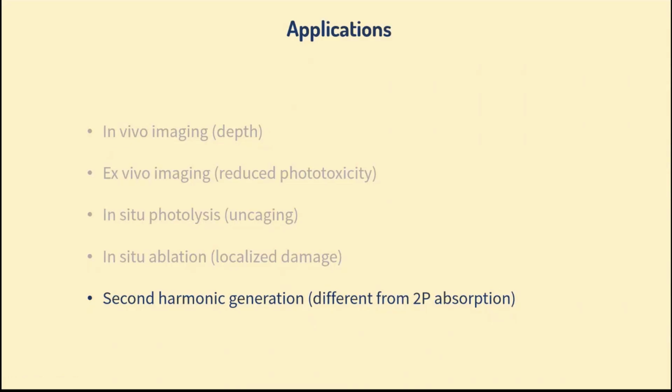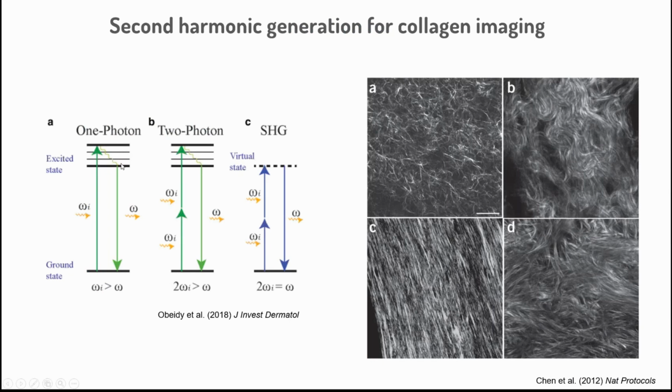Another application that I didn't use to cover, but I included here because it's interesting for the people that work in the matrix like me, is that with 2-photon and not with confocal, you can use a strange phenomenon, strange for me because I don't completely understand it, called second harmonic generation, which is different from 2-photon absorption. So here is the explanation.